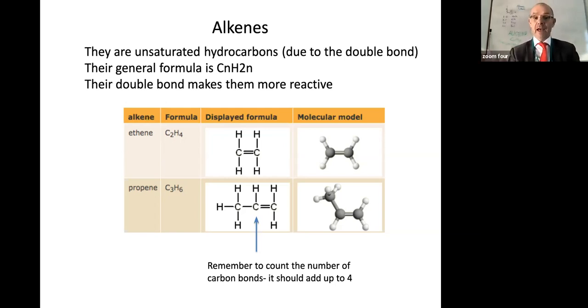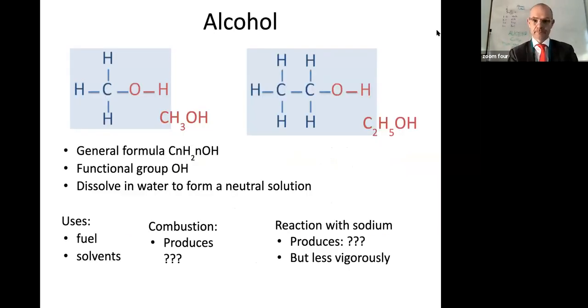Now, to test for an alkene, you might remember last time, because it's got a double bond, we can add it to bromine water. And if the bromine water goes clear, we know that we've got an alkene.